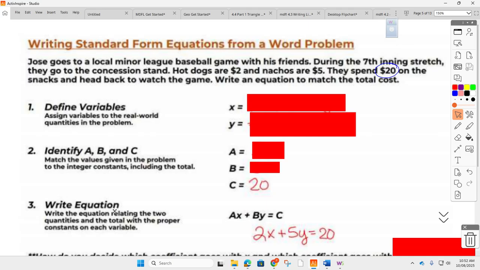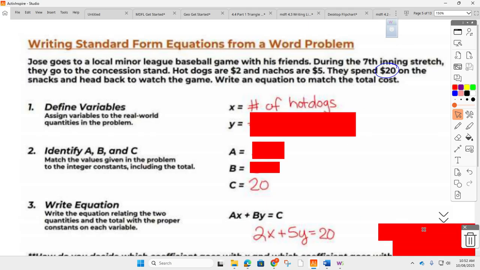How many hot dogs are? This represents what you said, Chantal. This represents how much each hot dog costs. This represents how many hot dogs we buy. So then what does y represent? The number of nachos.